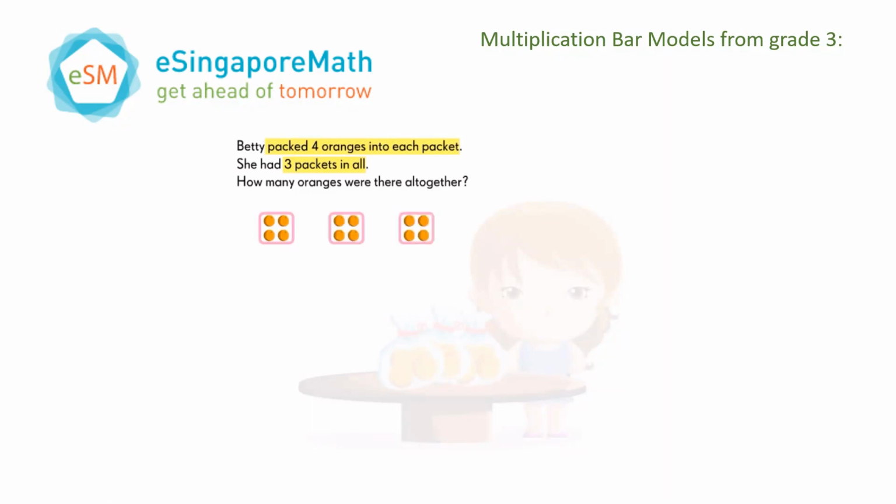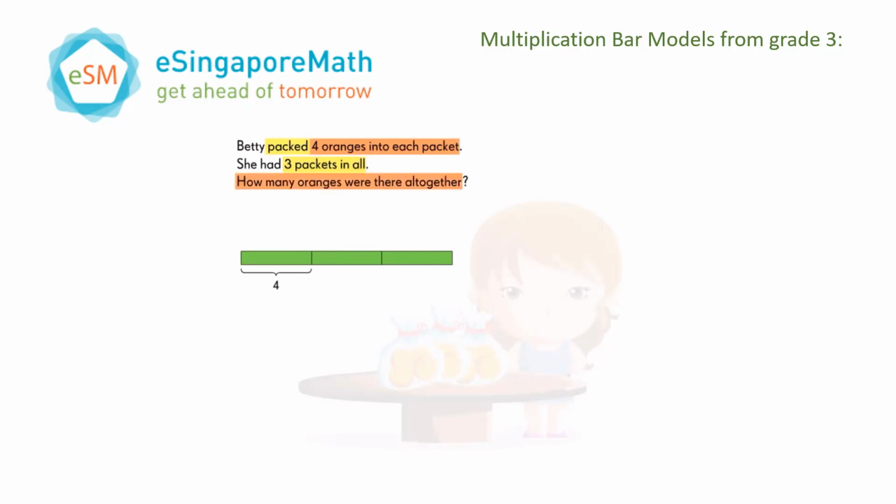Let's draw a pictorial bar model to represent the problem. Notice how we draw a rectangle to represent the number of oranges in a packet. How many such rectangles represent the number of packets Betty had? Betty had 3 packets, so we draw 3 rectangles. There are 4 oranges in a packet. We need to find the total number of oranges.